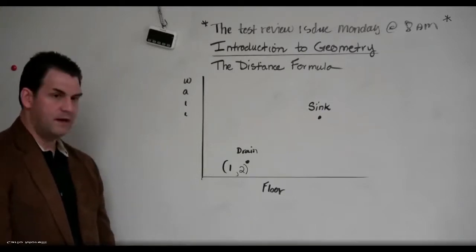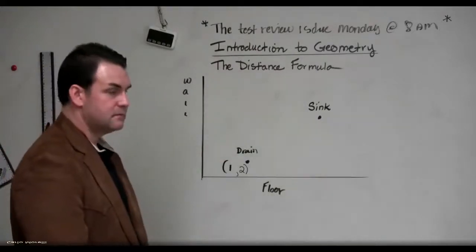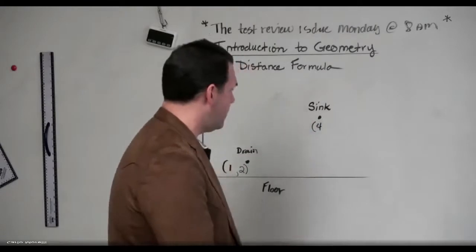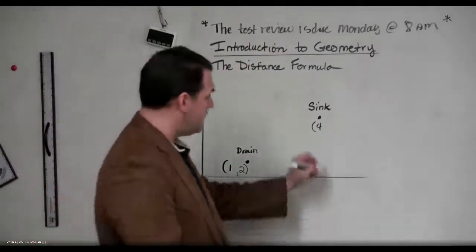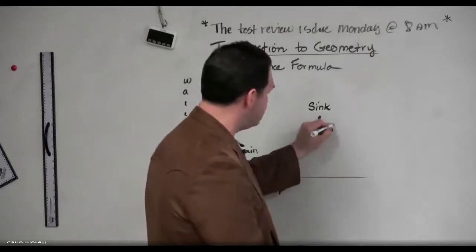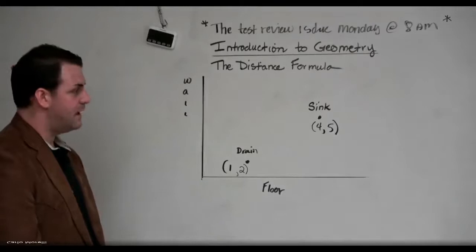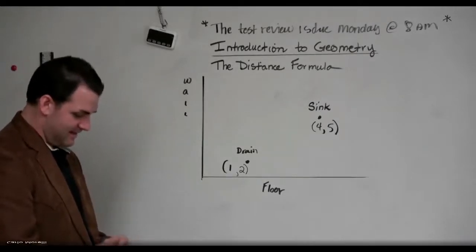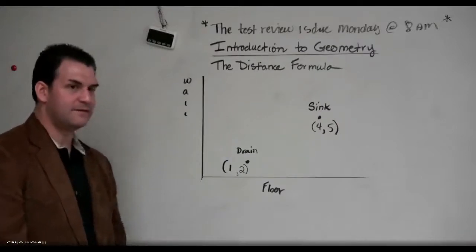And then you say, okay, how far away from the wall is the sink? And the master plumber says, it's 4 feet away from the wall. And you say, how high is it above the floor? And he says, well, it's 5 feet above the floor. And you say, okay, now what? And the master plumber tells you, figure it out.